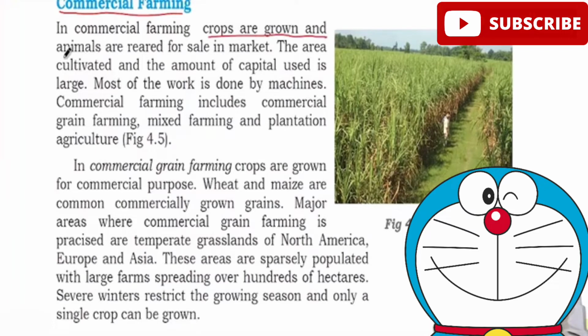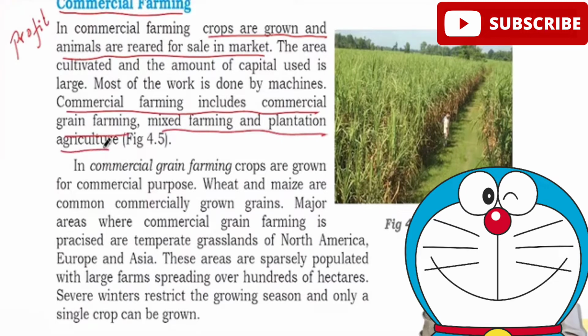Crops are grown and animals are reared for sale in the market. The main purpose is commercial. They are not doing it to feed themselves or take care of their families, but most important for them is to make profit, right? Commercial farming includes commercial grain farming, mixed farming and plantation agriculture.